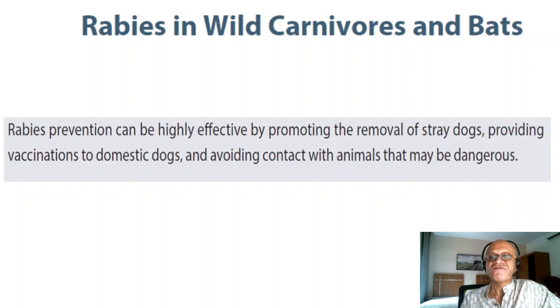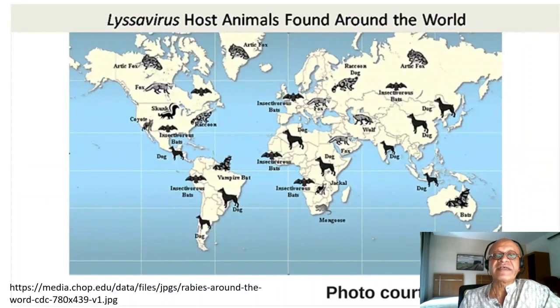Rabies in wild carnivores and bats. Rabies prevention can be, so I'm just jumping to a statement from the book, rabies prevention can be highly effective by promoting the removal of stray dogs, providing vaccination to domestic dogs, and avoiding contact with the animals that may be dangerous. So rabies affects all sorts of animals.